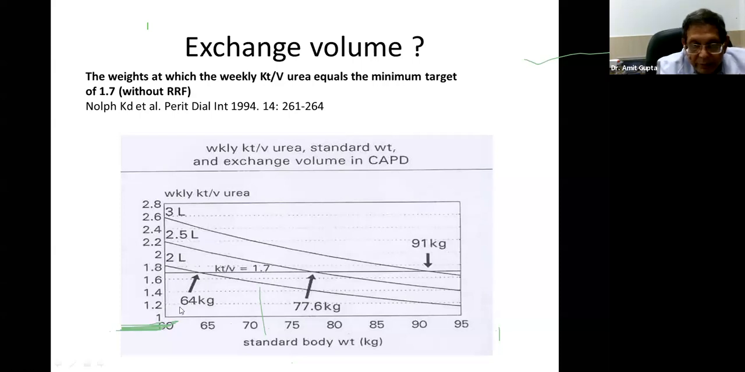But for those close to almost 80 kg, you needed almost 2.5-liter bags dwell volume to achieve a KT/V of 1.7. And anybody in excess of, say, 90 kilos and above needed a dwell volume of almost 3 liters. So if you have an individual who has a large body surface area, whose weight is higher, then obviously your dwell volume has to increase to achieve a KT/V of 1.7.